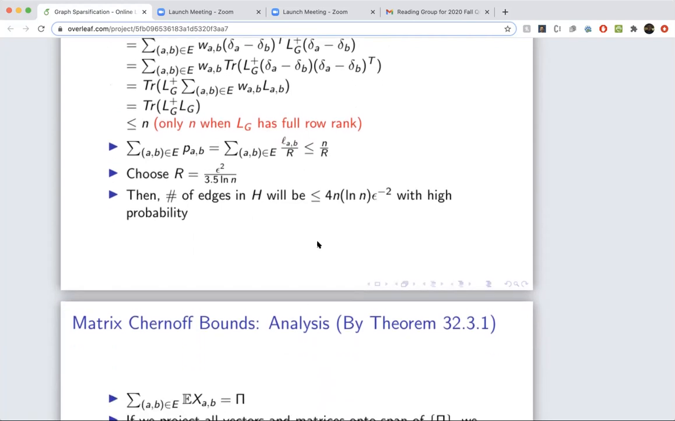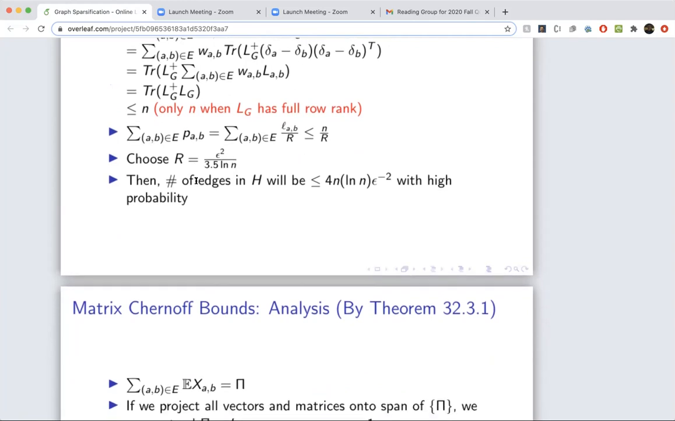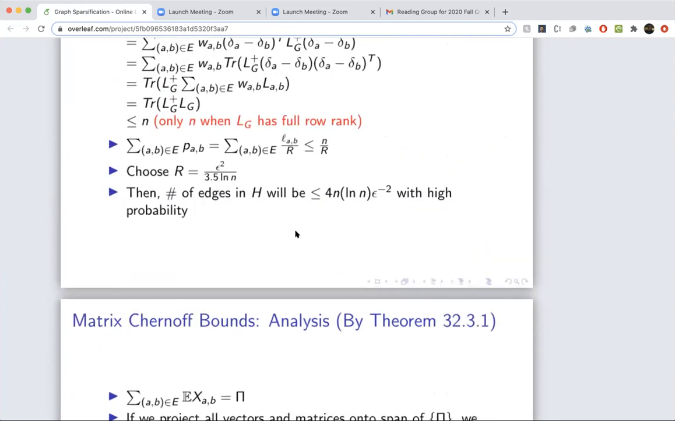And so this comes to what Professor Cho was asking about earlier, where we're choosing R. We'll see in a second why we want this. R is going to be equal to epsilon squared over 3.5 times log n. And if this is the case, then we know that the number of edges in H will be at most 4n times log n times epsilon to the power of negative 2 with high probability.